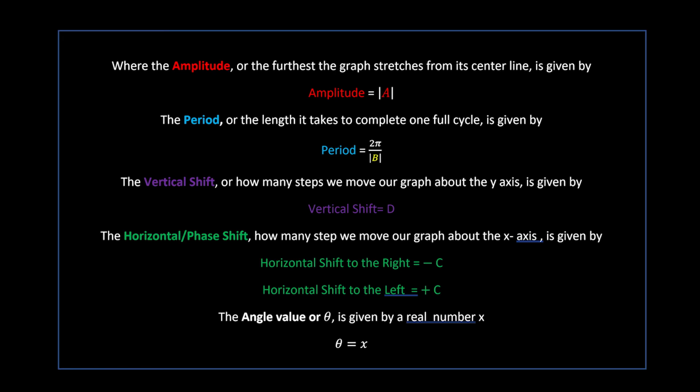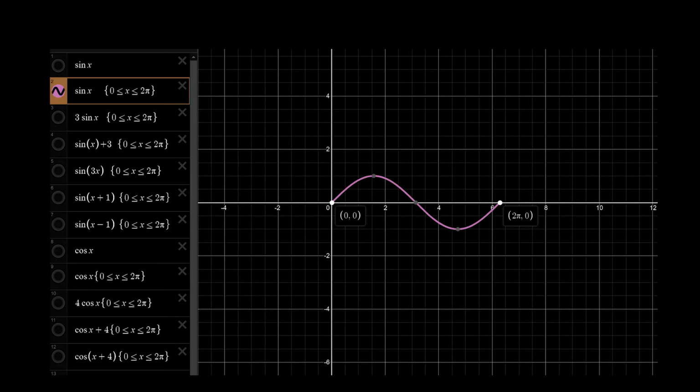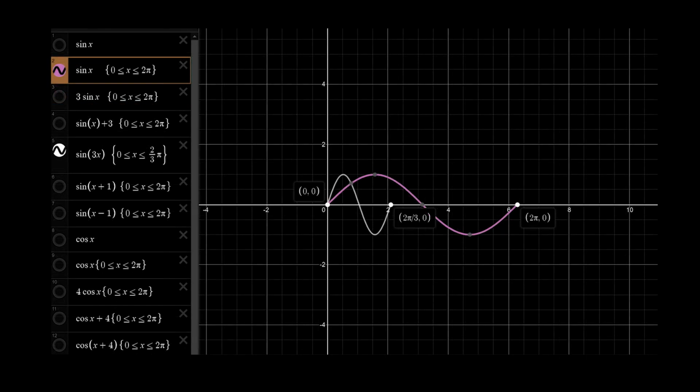The period is the length it takes for my graph to complete one full cycle. So b is not the period, but it leads to the period. I can calculate the period by taking 2 pi and dividing it by the absolute value of b. So how does b affect our graph? Well, normally it takes a length of 2 pi for our trig functions to complete one full cycle. If b was equal to 3, then it would only take a distance of 2 pi over 3 to complete one full cycle. So, in a sense, it shortens the wave.